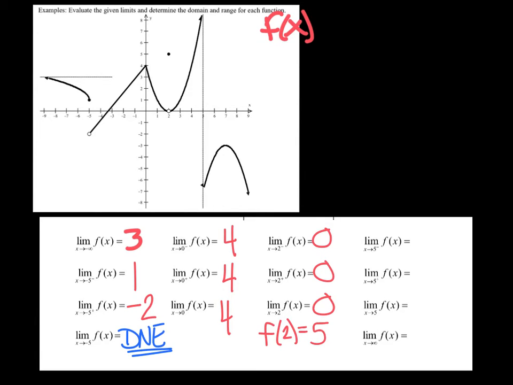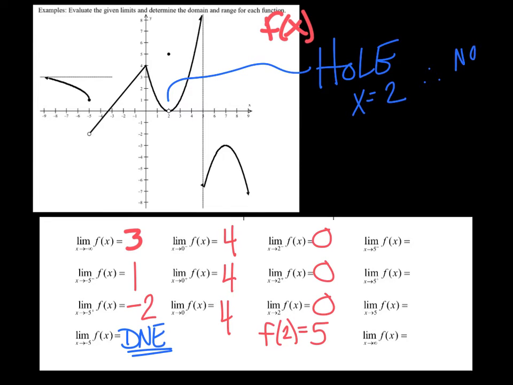So what is that telling me? Well, the function's limit exists, but it's not continuous. Okay, I want to go ahead and make a note here. There is a hole at x equals 2. Therefore, this graph is not continuous.